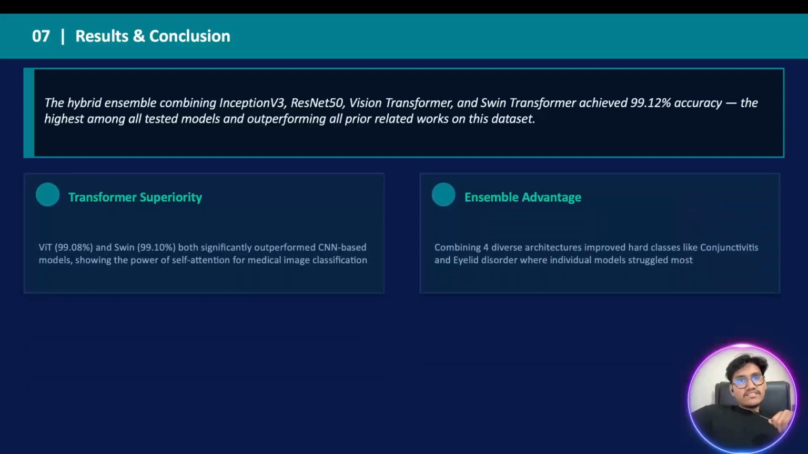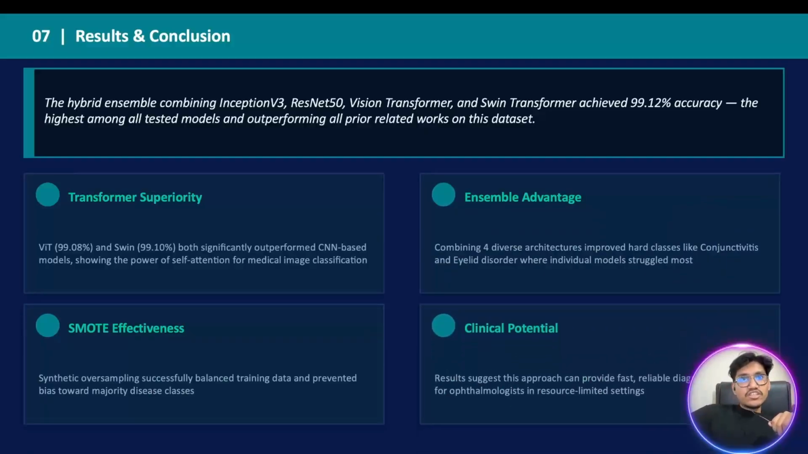And then let's talk about the transformer superiority. Vision transformer and Swin transformer both achieve above 99% accuracy, significantly outperforming the CNN models. This confirms that the self-attention mechanism, which allows the model to look at the entire image simultaneously and understand relationships between distant regions, is more powerful for this type of fine-grained medical image classification task.